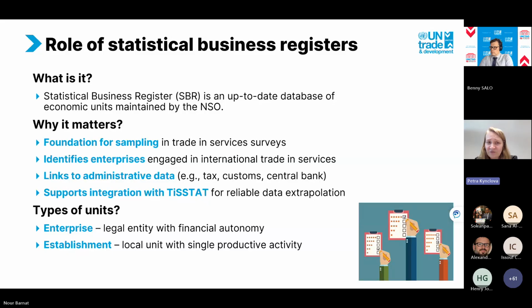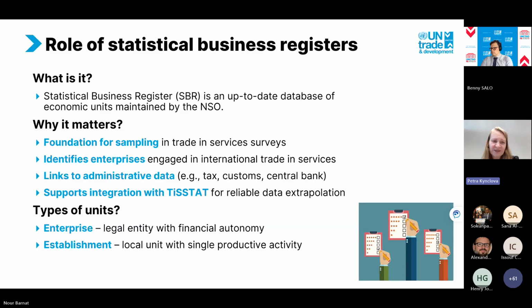It's the main foundation for sampling when we talk about trade and services surveys, but not only that, it can be any type of other business survey conducted in the country. It helps to identify enterprises that are engaged in international trade and services. It helps to link the data also to administrative data sources. And for us, when we talk about TiSSTAT, it also helps for reliable data extrapolation.